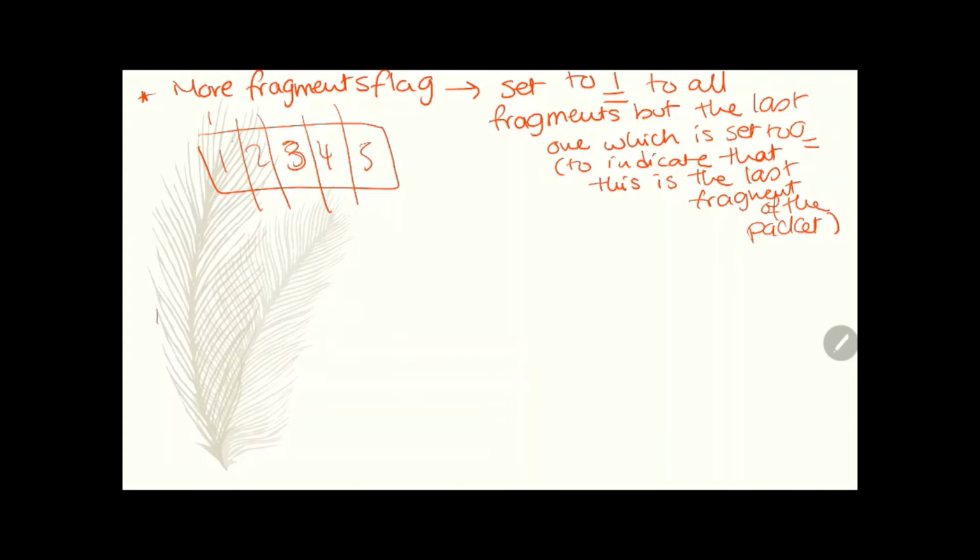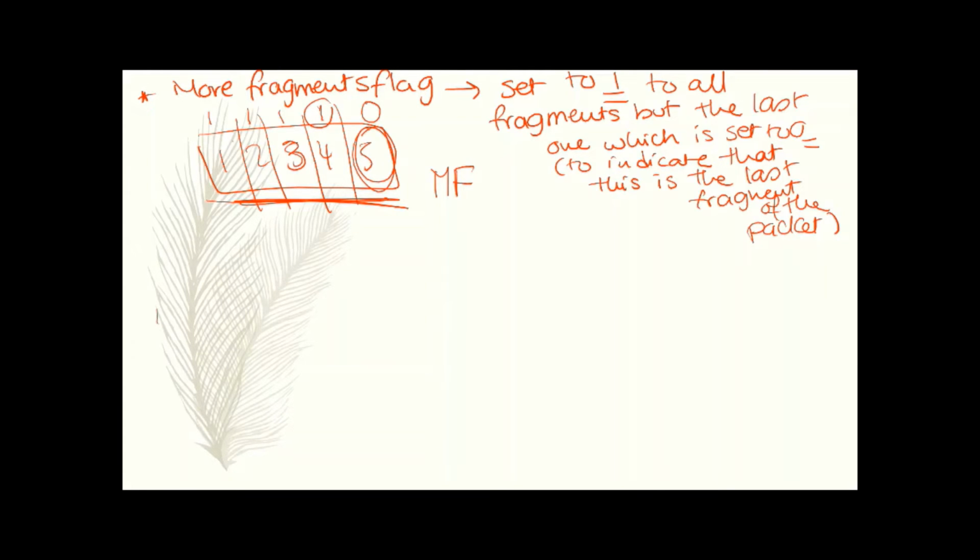Is there any more fragments? Yes. In 2, is there any more fragments? Yes. In 3, is there any more fragments? Yes as well. In 4, is there any more fragments? Yes, we're having 5. But 5 is the last fragment, so the more fragments flag for the last fragment is set to 0. This is an indication that fragment number 5 is the last fragment in this packet.